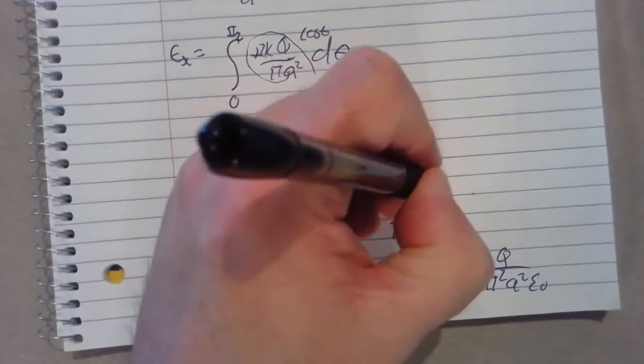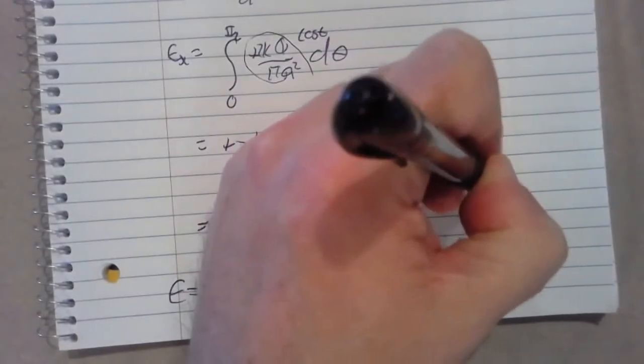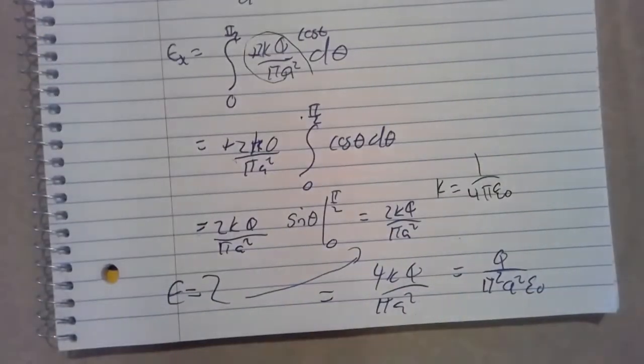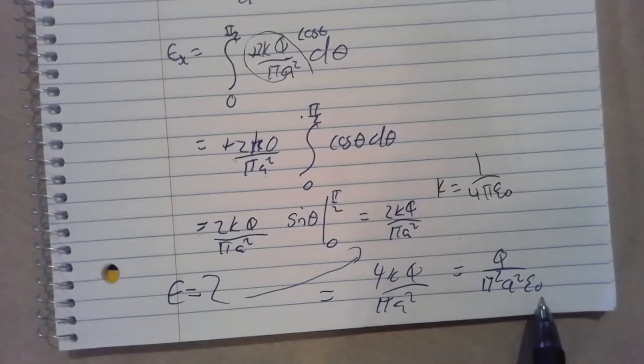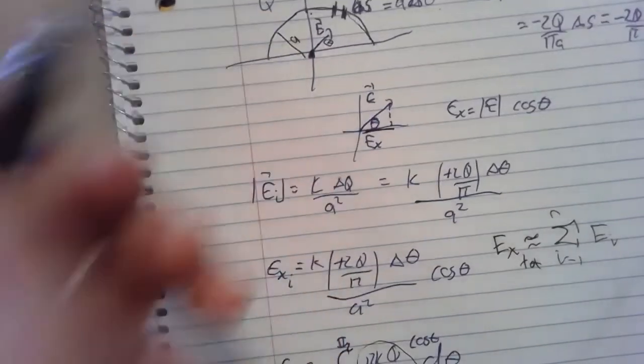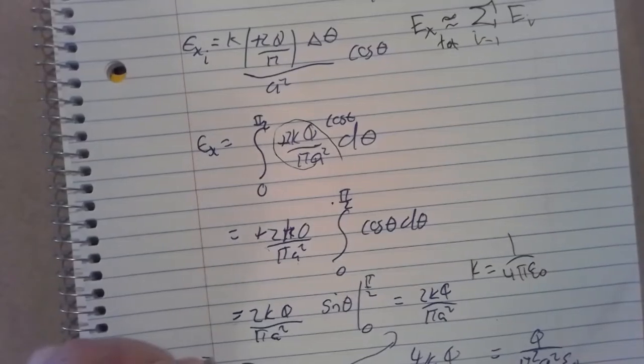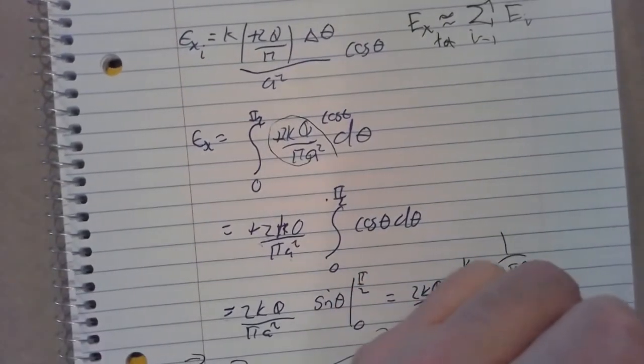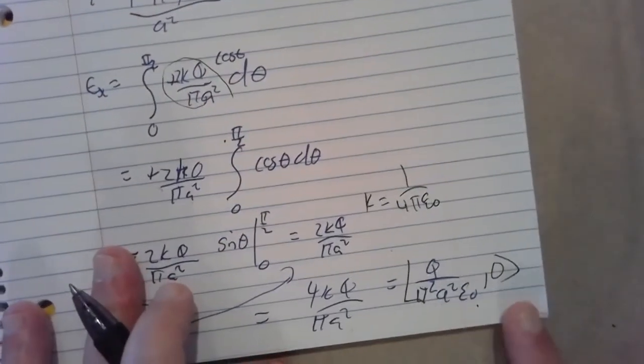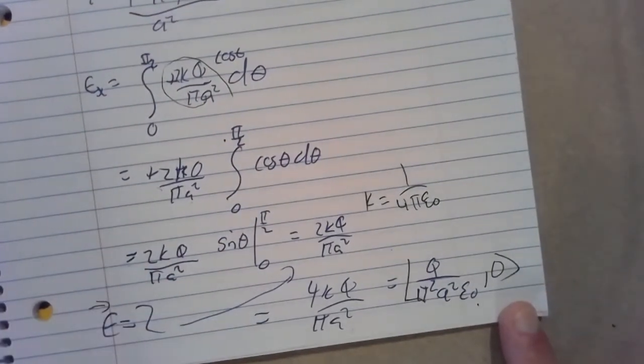But remember, k is 1 over 4 pi epsilon naught. So we could, if we wanted to, throw in this other version of k and write everything in terms of epsilon naught. And we get q over pi squared a squared epsilon naught. That is the electric field at one single point, only at this point from this distribution of charge, and that point's in the x direction. So if we were going to write this as a vector, there's the x component, and by a symmetry argument we figured out our y component is 0.